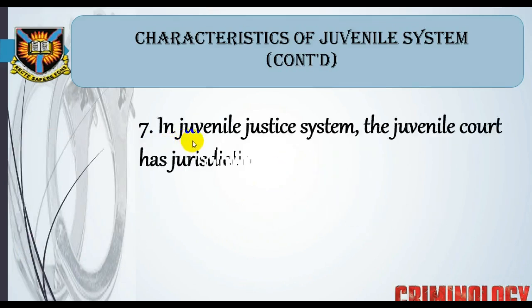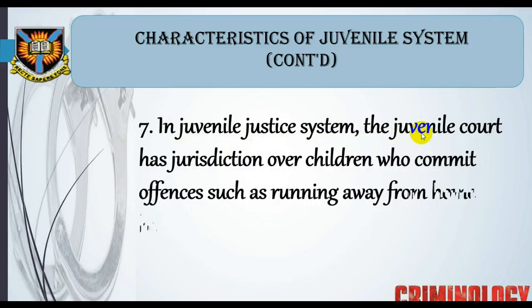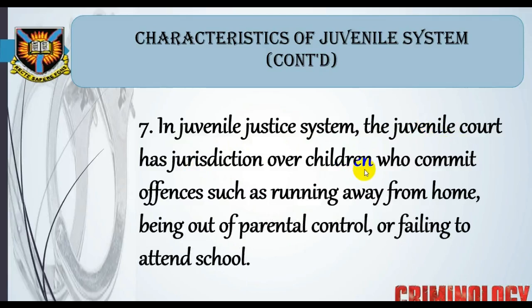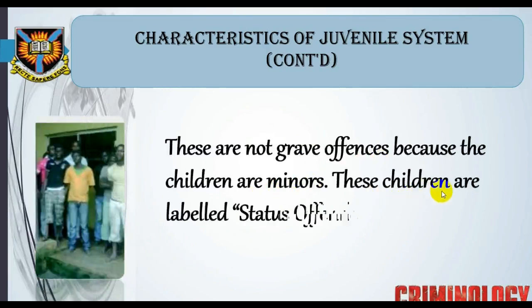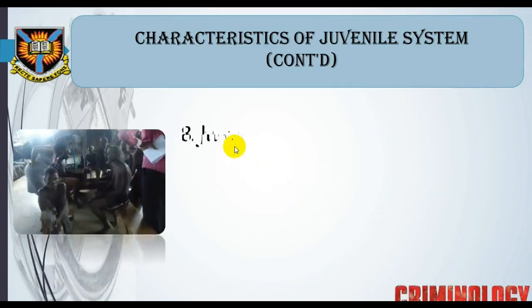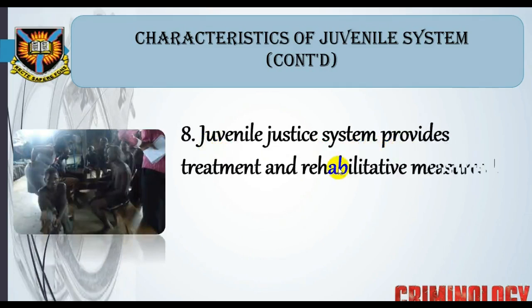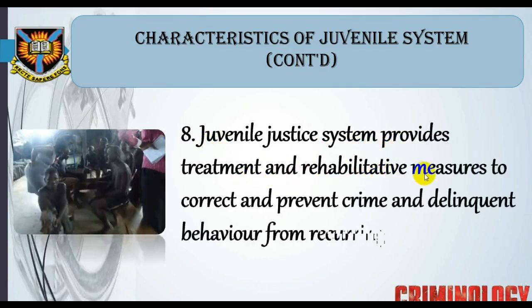7. In the juvenile justice system, the juvenile court has jurisdiction over children who commit offenses such as running away from home, being out of parental control, or failing to attend school. These are not grave offenses because the children are minors. These children are labeled status offenders. 8. The juvenile justice system provides treatment and rehabilitative measures to correct and prevent crime and delinquent behavior from recurring.